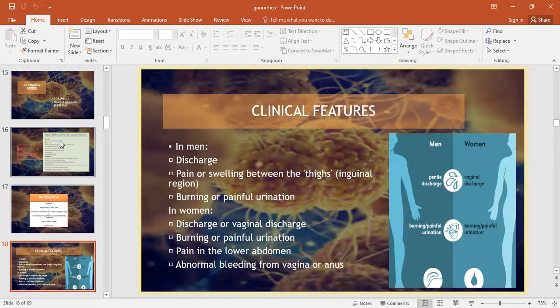Clinical features. In men, it can lead to discharge, pain or swelling between the thighs or the inguinal region, and burning or painful urination. In women, vaginal discharge, burning or painful urination, pain in the lower abdomen, and abnormal bleeding from the vagina or the anus.